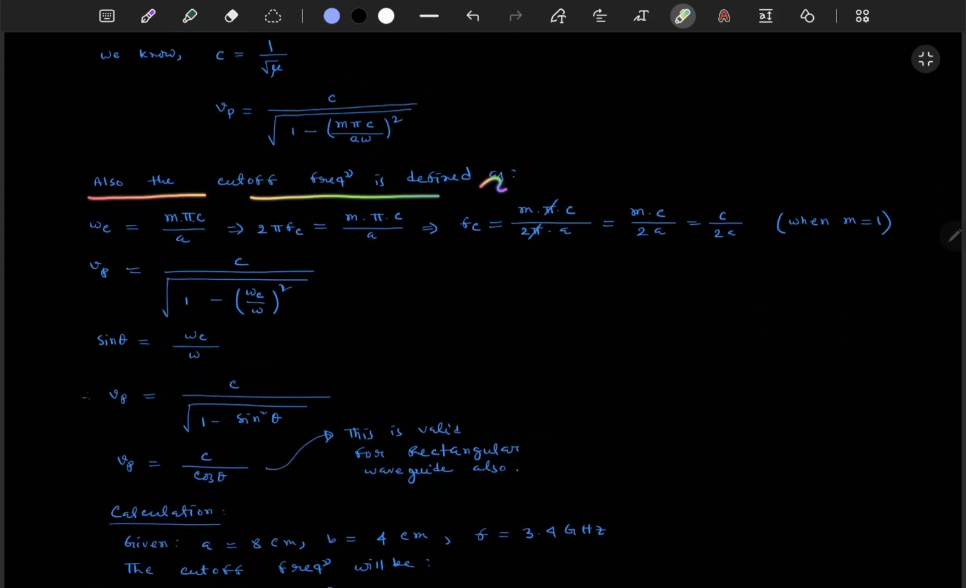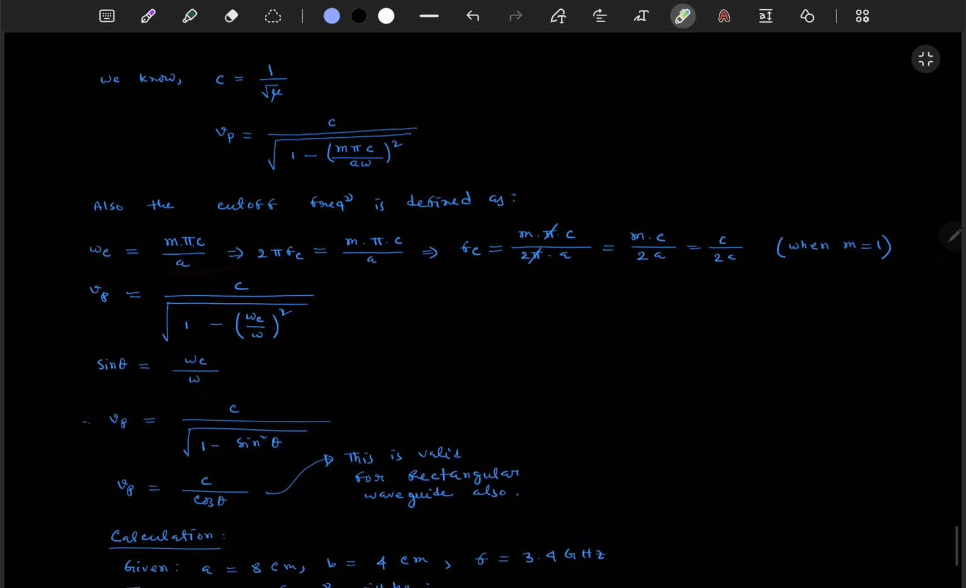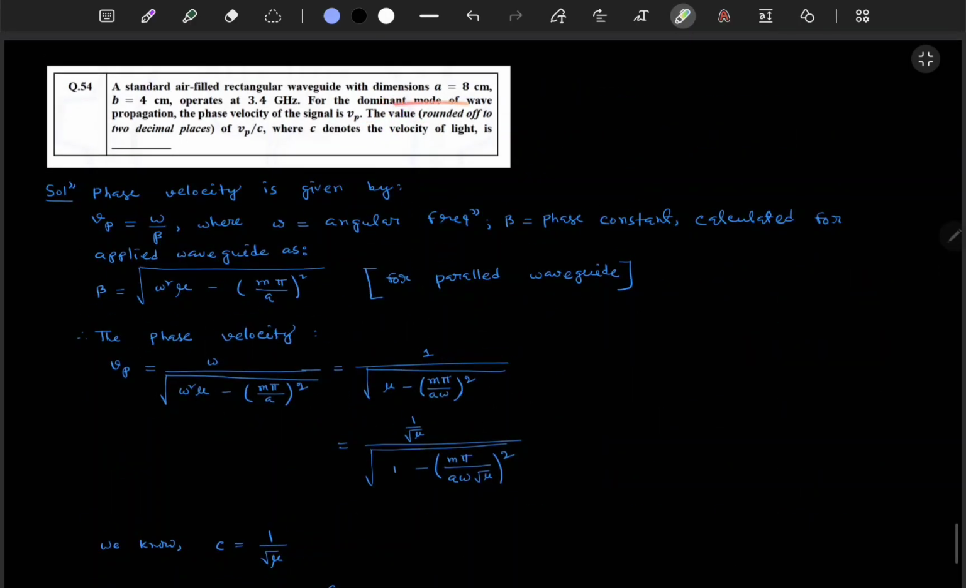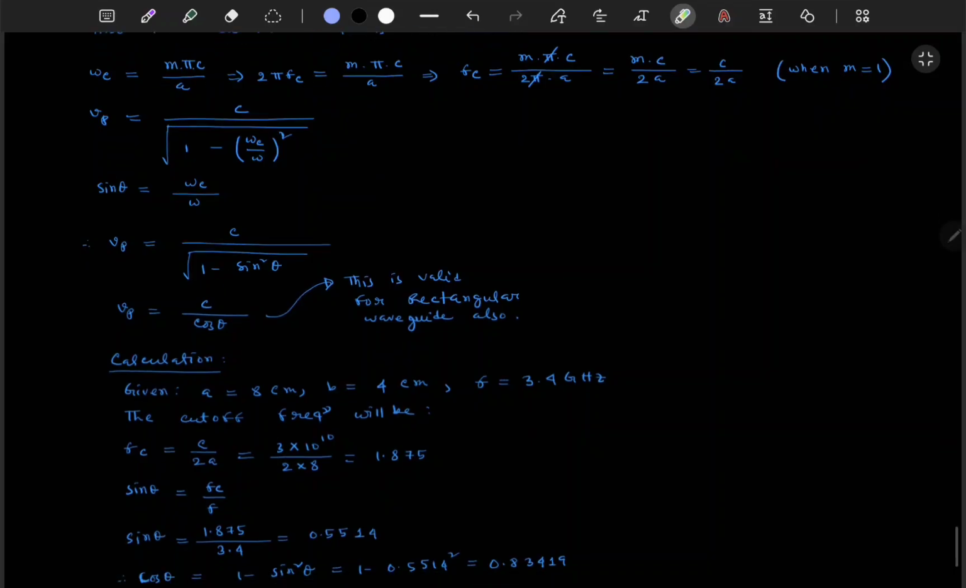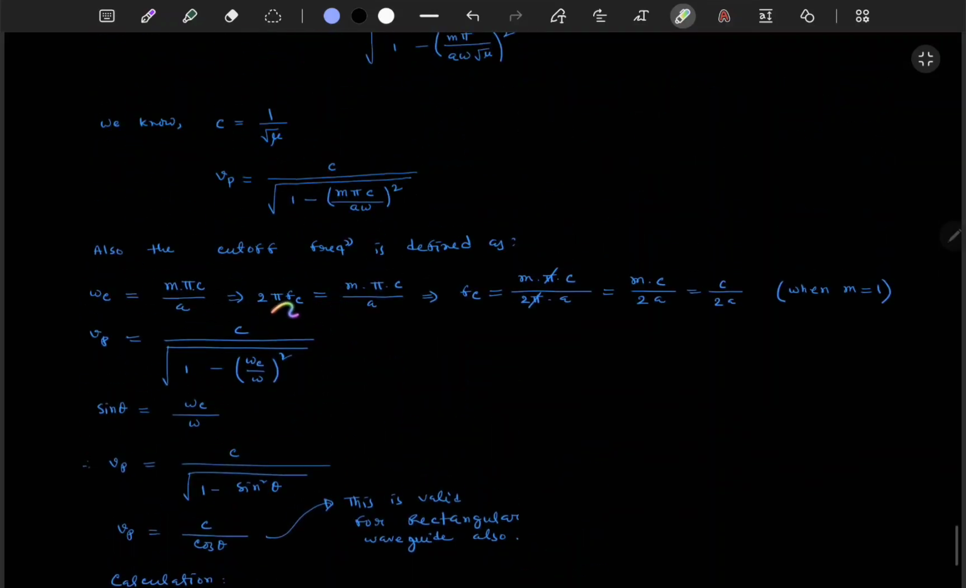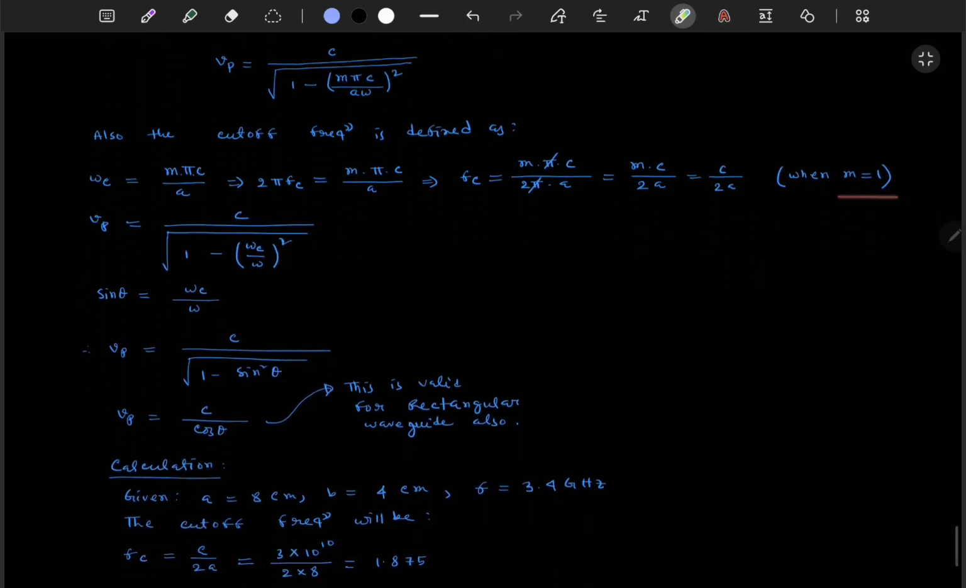Also the cutoff frequency is defined as omega c equal to m pi by a into c. We can remember this for the dominant mode, the cutoff frequency is this. Then 2 pi fc equals omega c, so fc will be, after calculation, c by 2a when m equal to 1.